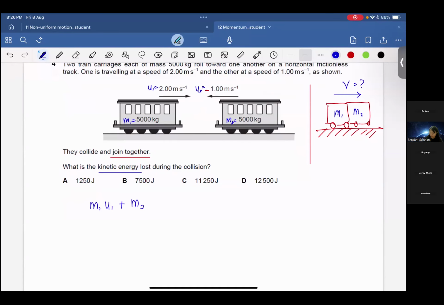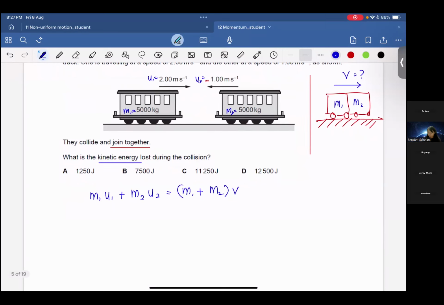Then type out your answer. When they combine, we can assume they become one object, so the mass we just add up together. Yes, correct, Vashini. If you do it correctly, you should be able to get 0.5 meters per second. Vashini, you continue to find the kinetic energy loss. Don't forget about the direction, -1. It becomes -1.